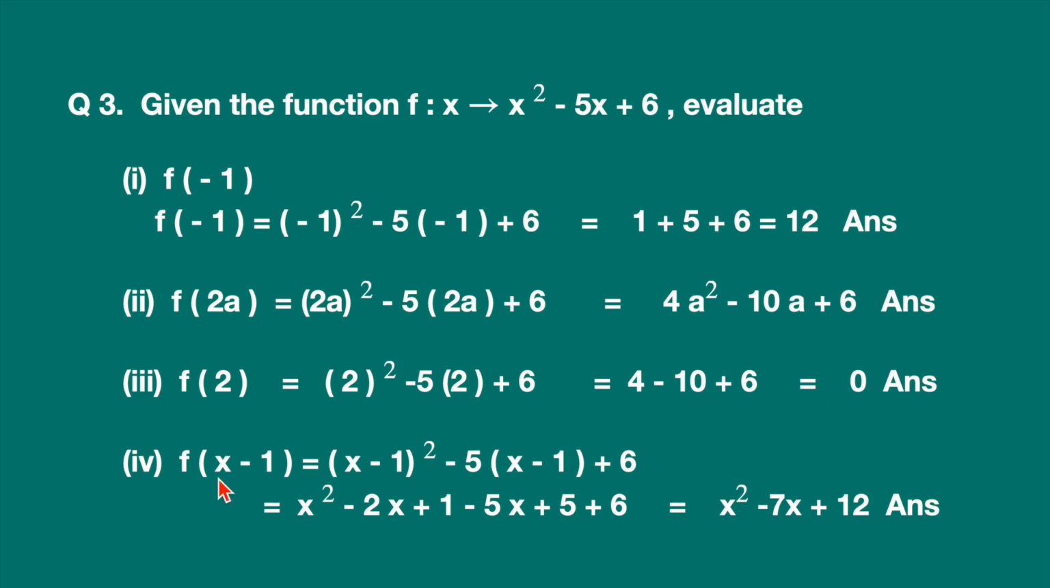Here you have to put another expression in place of x, that is x minus 1. So this full thing you have to put x minus 1. So here it is x minus 1 whole square, minus 5 into x minus 1 plus 6. Open this, x square minus 2x plus 1, this is minus 5x plus 5 plus 6. Simplify this, you will get this answer.